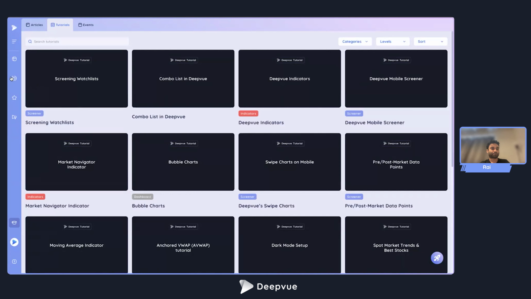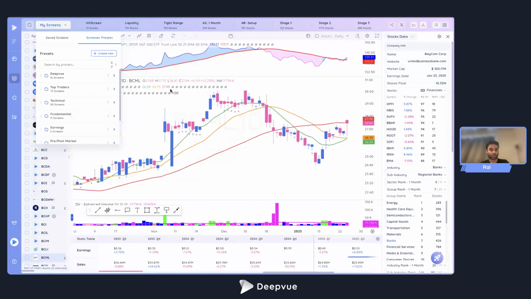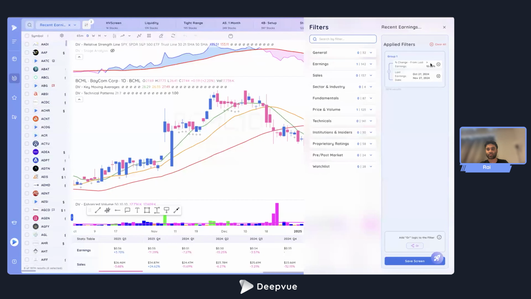Do we have a way to screen for gap downs on earnings for prior time periods, like within the last week? Yes, we do have that capability. If you go under screener presets, earnings, there's a way for earnings gap down. So we don't have that yet, but what I think you could do is, instead of screening for earnings winners, you could screen for earnings losers, right? So percent change from last earnings less than 0 will give you all the earnings gap downs. And I will make that a preset after this webinar today.